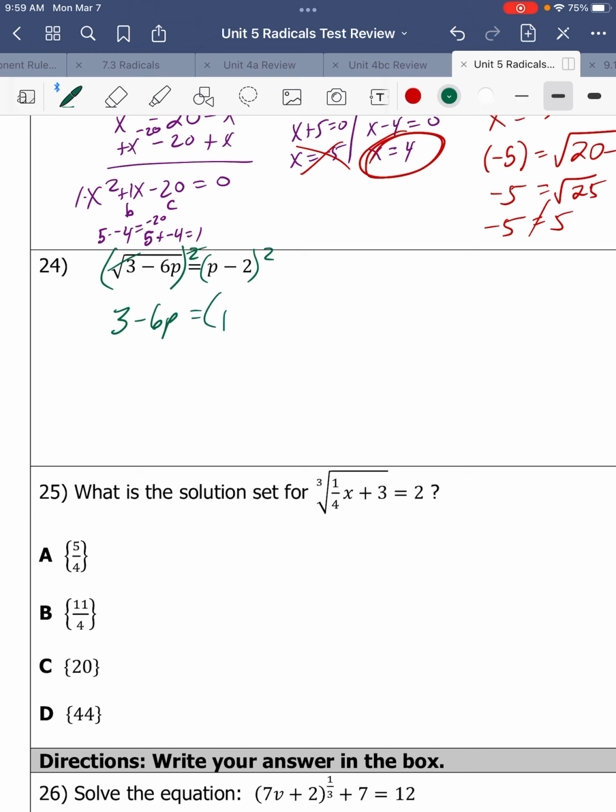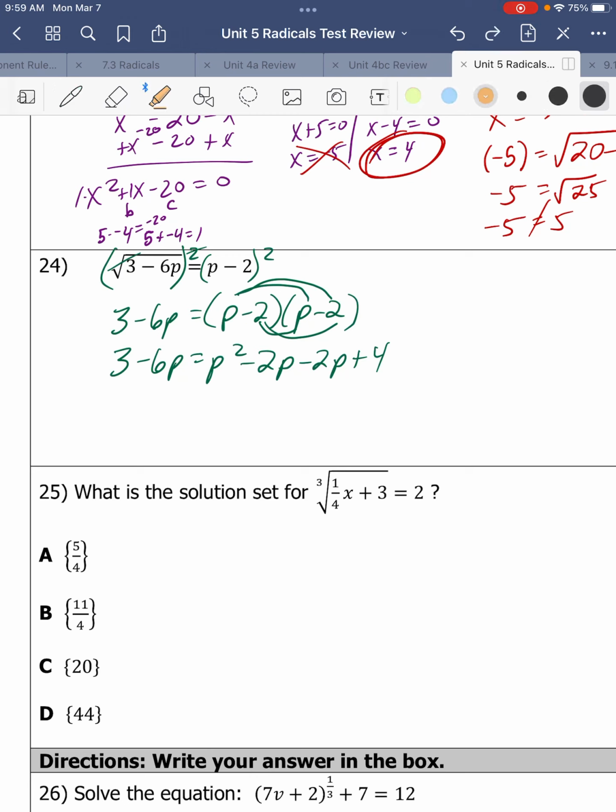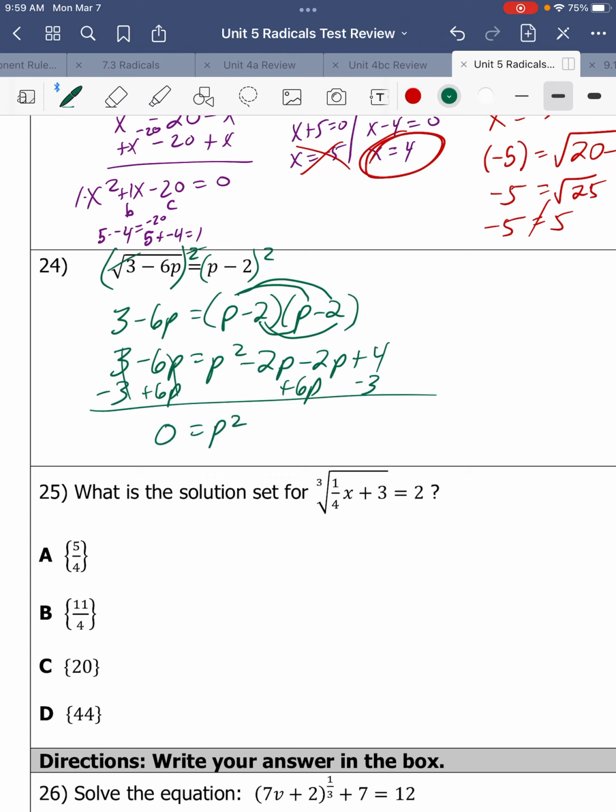All right, p minus 2 squared means p minus 2 times p minus 2. So we're going to multiply that out. You can do it with the Punnett square, or multiply p times p is p squared. P times negative 2 is negative 2p. Negative 2 times p is negative 2p. And negative 2 times negative 2 is positive 4. P squared is positive, so we need to move all the terms to that side. So gather all of our like terms. 0 equals p squared.